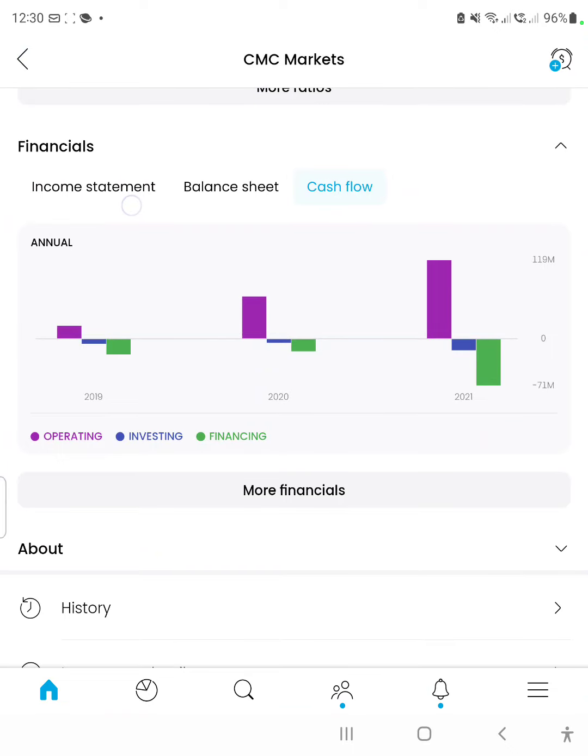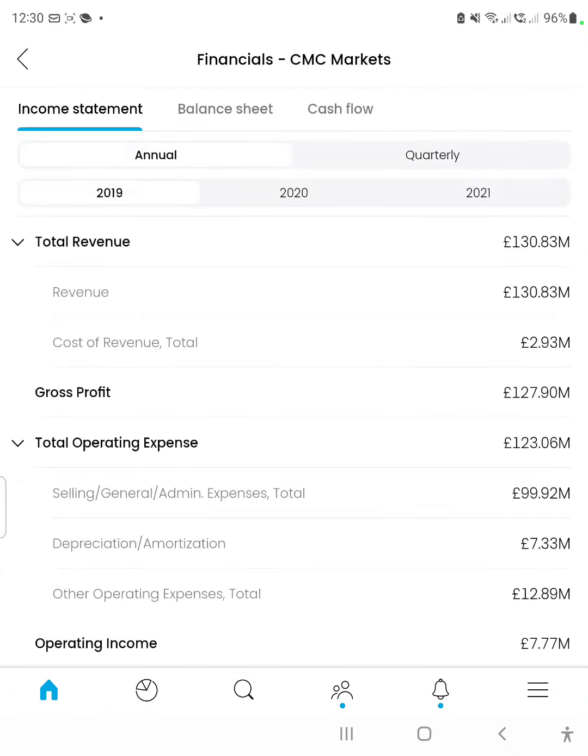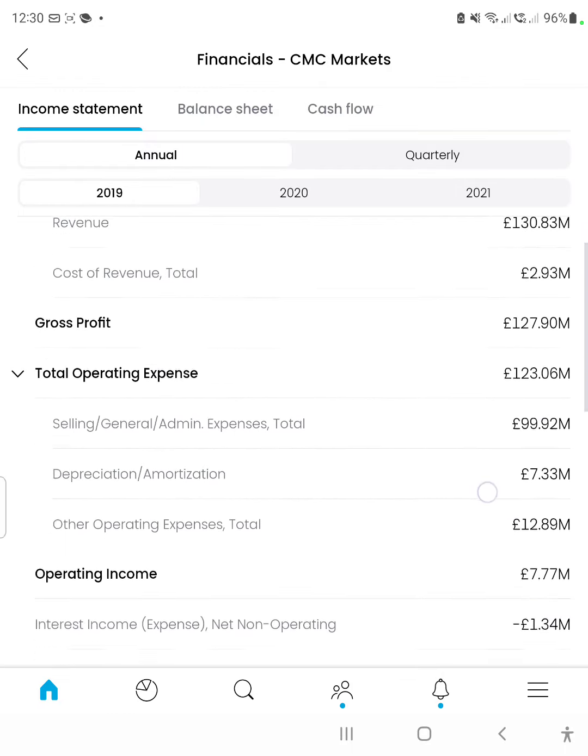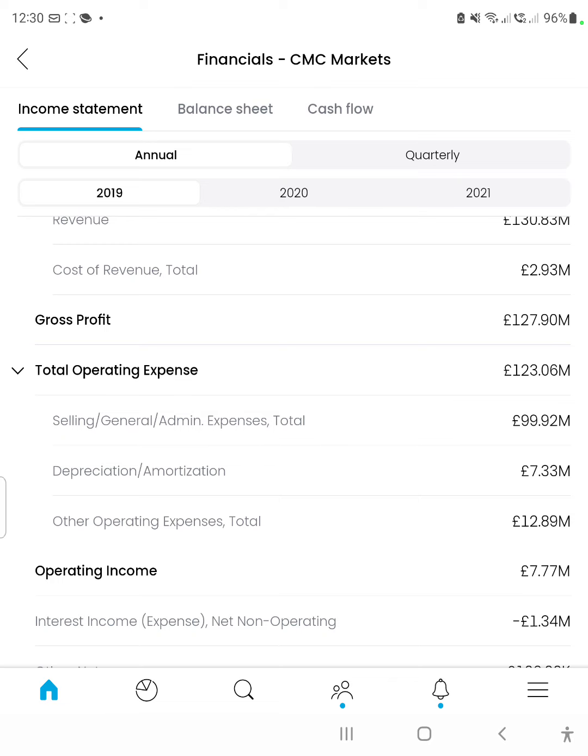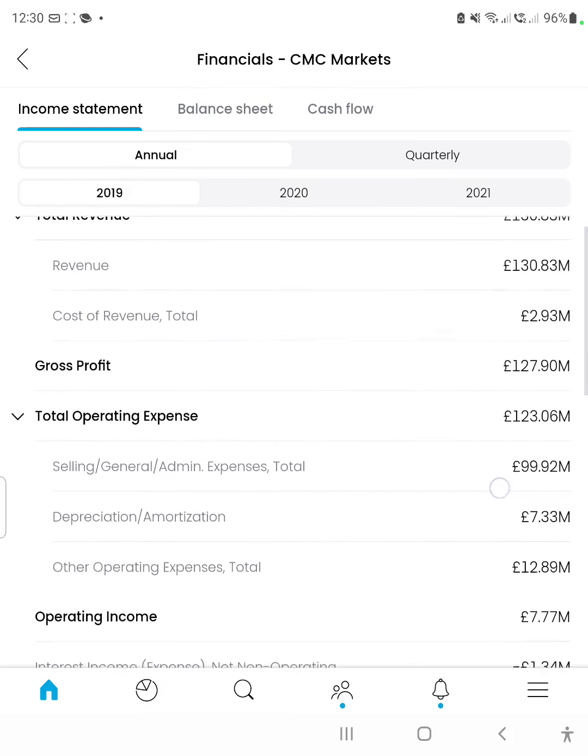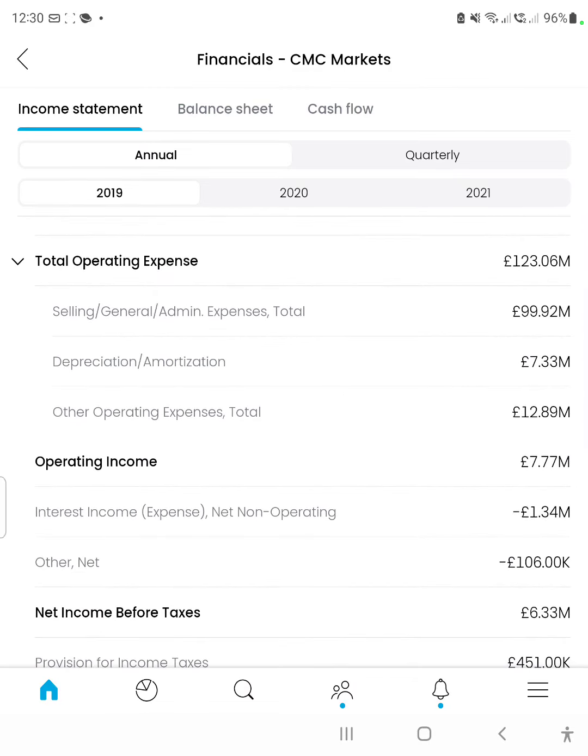So let's just quickly check the income statement and see how it's made its money. The total revenue is about 130 million. Cost of revenue is about 2.93 million, which is awesome. Gross profit is 127 million. Operating expense is 123 million, which means operating income.